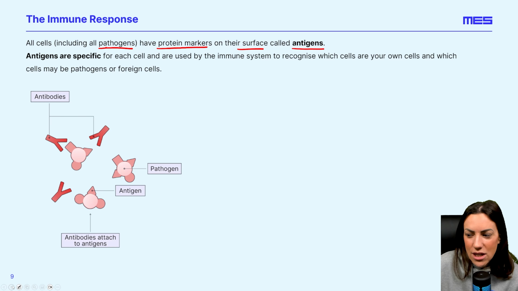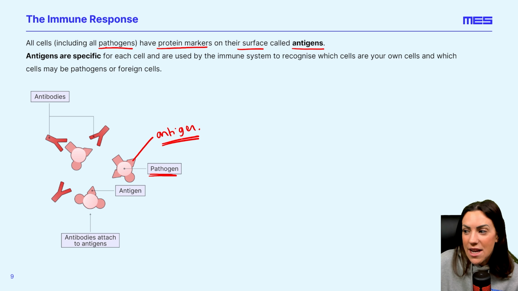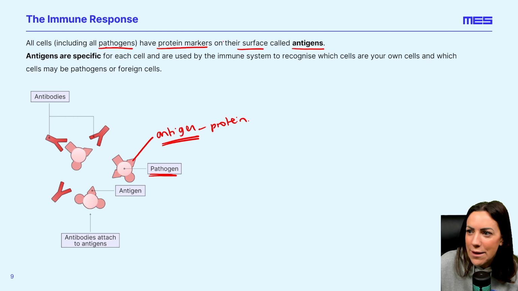Let's have a little look at a picture. So here is a pathogen. This could be, for example, a bacterium or a virus, but on the surface of the pathogen is an antigen. This is a protein. Yeah, so look at the definition. This is really important. This is getting harder now, right? So pathogens have proteins on their surface called antigens. Now, these antigens are specific. They will be a specific shape.